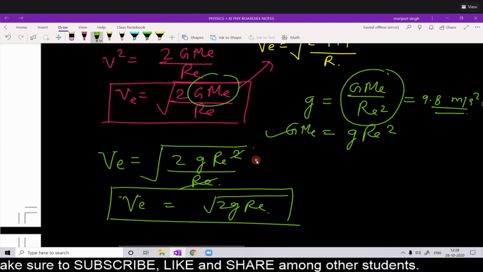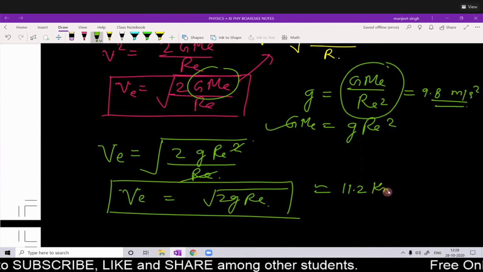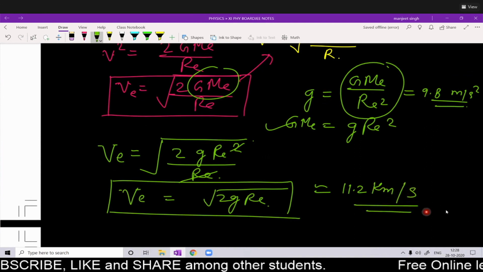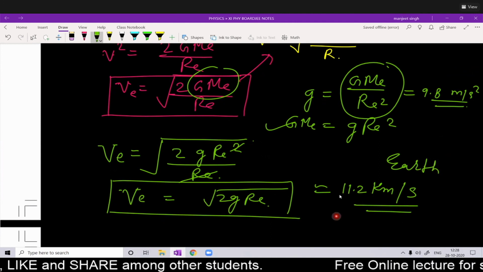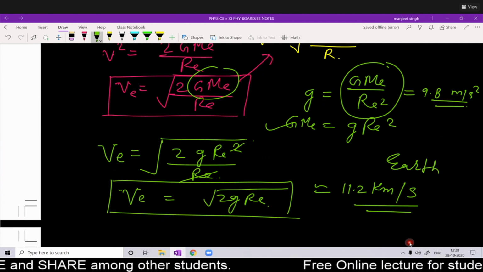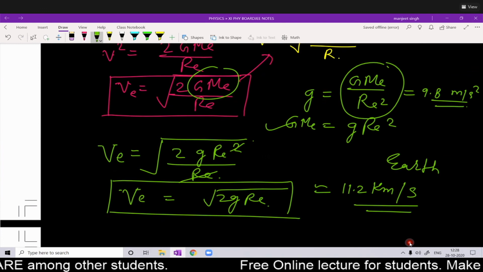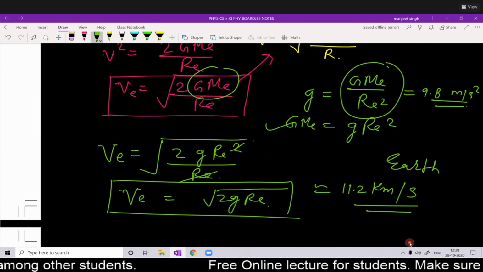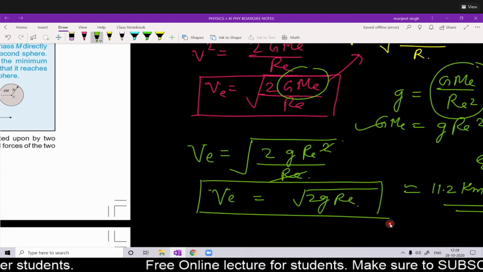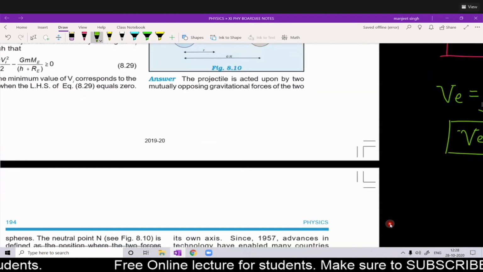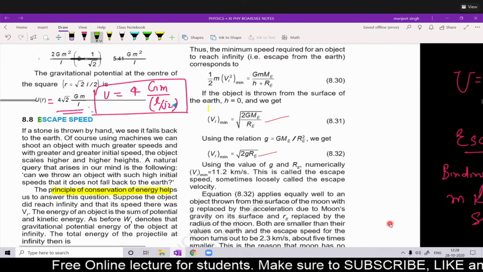These are the two formulas, and its value comes out to be approximately 11.2 kilometer per second from the surface of Earth. Okay, from the surface of Earth this is the value of the escape velocity. That means rockets are given that much velocity to launch the satellite into the orbit. So this is the escape velocity. Okay, so we have obtained the formula for the escape velocity.